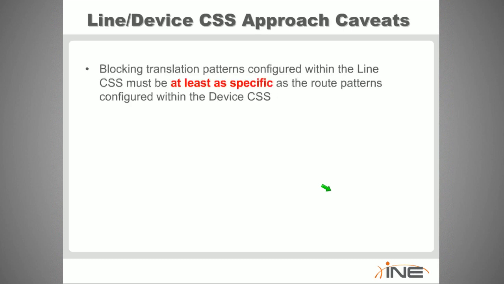Okay, some more considerations. Blocking translation patterns configured within the line must be at least as specific as the route patterns within the device. We already said that, but it's good to reiterate it. If they happen to be less specific, then most specific matching of patterns will take effect, even if the partitions are ordered lower.